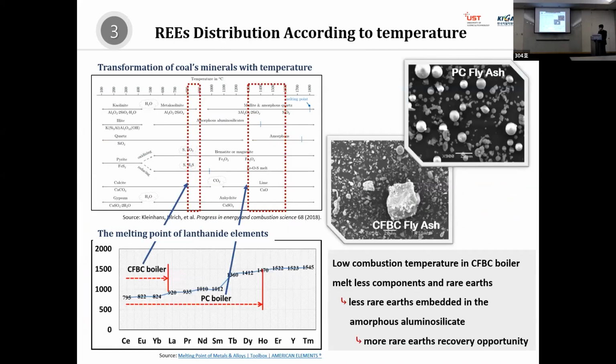Regarding the samples, CFBC technology combusts coal in the temperature range of 800 to 900, while the PC boiler combusts coal in the range of 1,300 to 1,600. Low temperature means fewer rare elements melt and fewer rare elements are trapped in the amorphous phase. That's why we have more opportunity to recover rare elements from CFBC fly ash; it's easier to extract rare elements from CFBC fly ash than from PC fly ash.